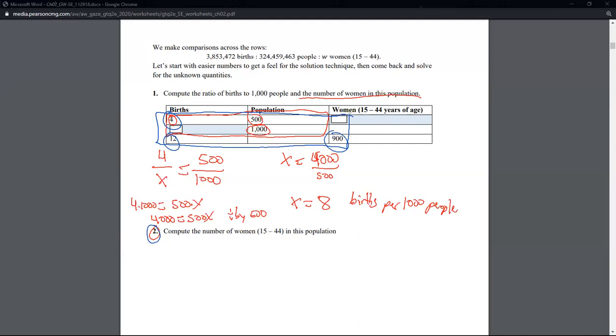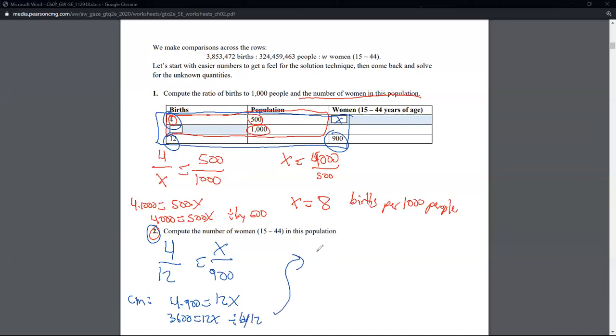So we have our unknown. If we call this our x this time, we can go 4 over 12 equals x over 900. You can then cross multiply. I'm going to write CM for cross multiply. That's 4 times 900 equals 12 times x. 4 times 9 is 36. That's 3600 equals 12x. Divide both sides by 12. 3600 divided by 12. Well, 36 divided by 12 is 3. So that's 300. That's the number of women based on the original population of 500.